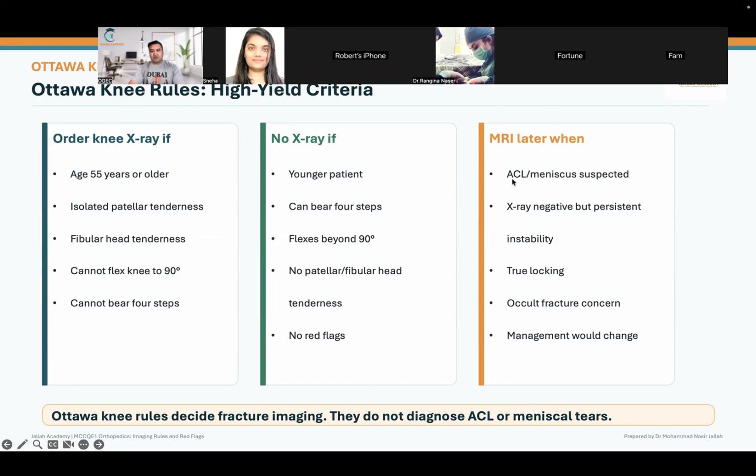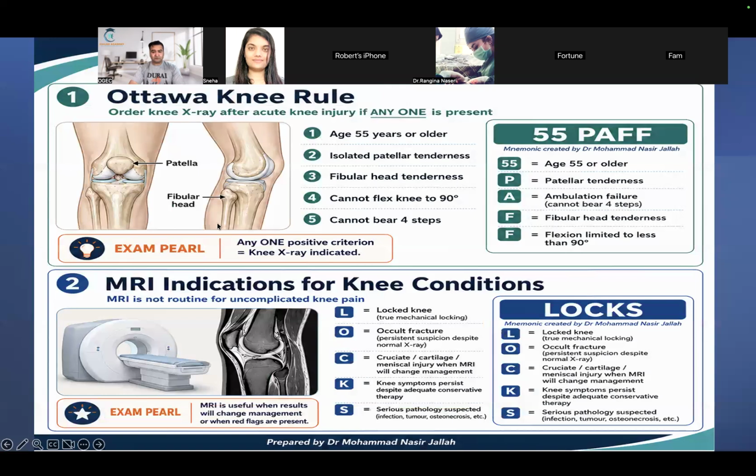Now, MRI. Anterior cruciate ligament and meniscus suspected, MRI. X-ray negative but persistent instability, MRI. True locking, occult fracture concern, MRI. Management would change, obviously, MRI. The Ottawa knee rule decides fracture imaging. It does not diagnose ACL or meniscus injury. So for the ACL and meniscus, MRI. But if there is trauma, it's always good to do the X-ray first, then follow up with the MRI.